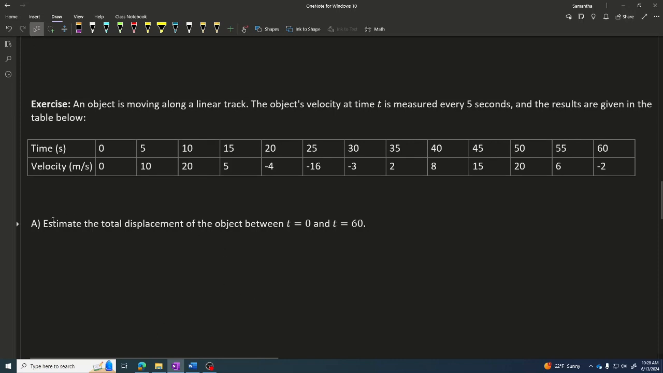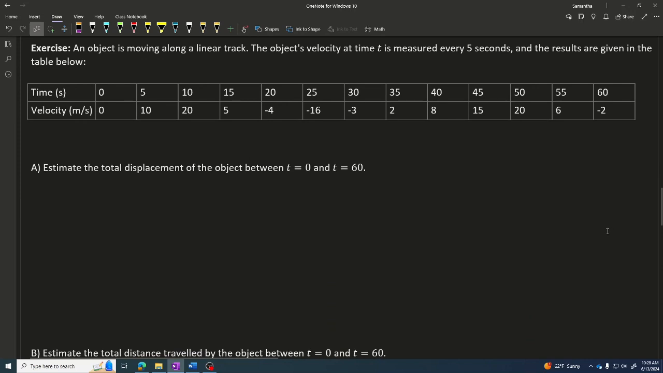Now, someone says, based on this information, let's estimate the total displacement of the object between time 0 and time 60. We're going to use this idea that is surfaced in this class very often. What I'm going to do is set up what is essentially a Riemann sum. And I'm going to assume that the velocity is constant in between the periods of time that are recorded in this table.